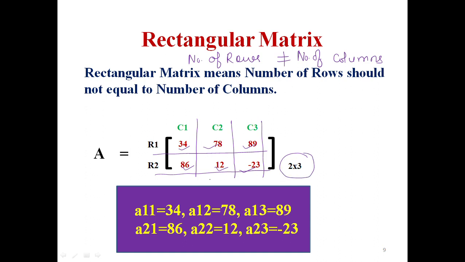If anyone asks you what's the value of row first third column, then you can say that is 89, because A11's value is 34, A12's value is 78, A13's value is 89, A21's value is 86, A22's value is 12, A23's value is minus 23, and order is 2 by 3.